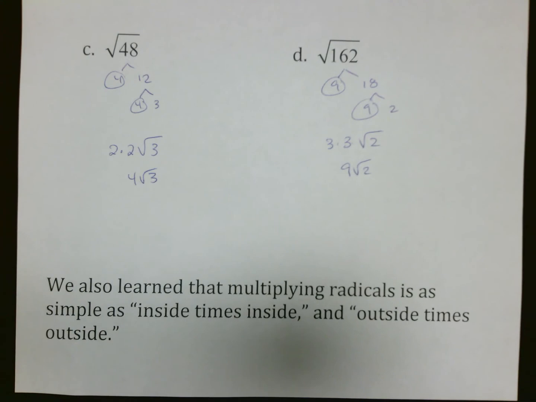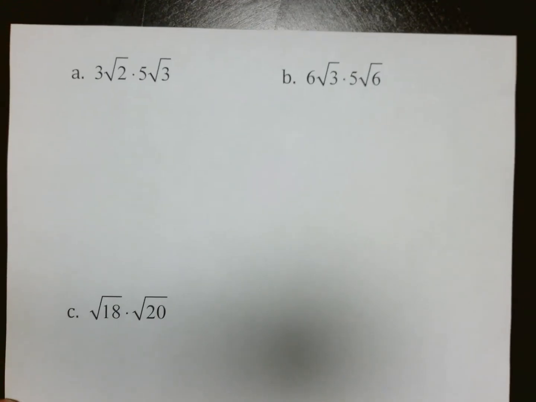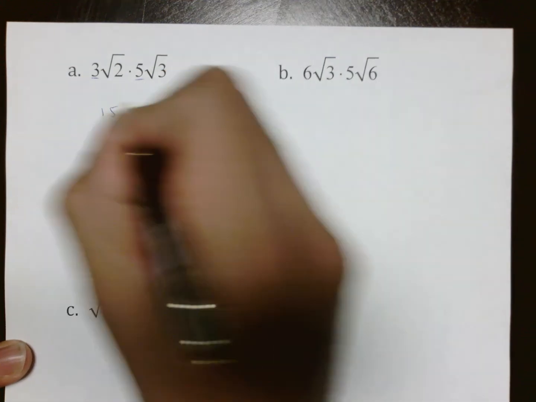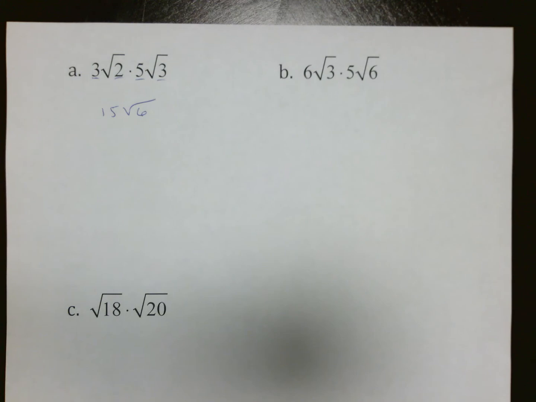So we also learned that multiplying radicals is as simple as inside times inside, outside times outside. So again, moving on with this, at some point in algebra you did learn that you're supposed to do 3 times 5, which is 15, root 2 times 3, which is 6. Now you do always have to check. Does 4 go into 6? Nope. Does 9 go into 6? It's too big, so we're fine.